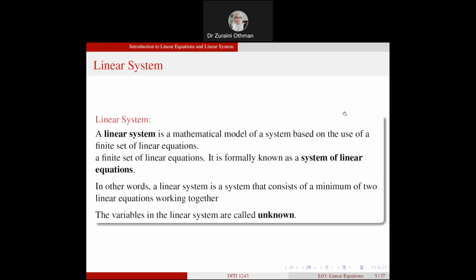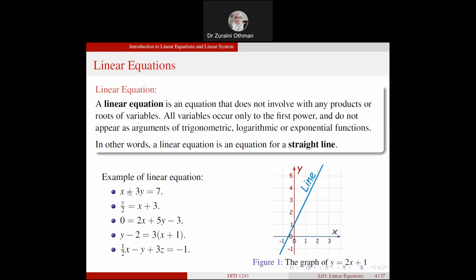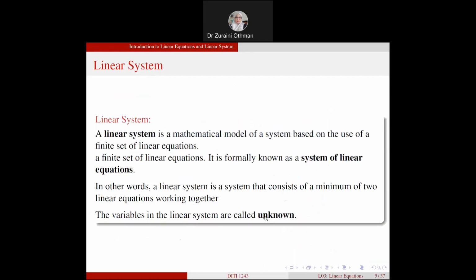In other words, a linear system is a system that consists of a minimum of 2 equations working together. If we call it a linear system, it has at least 2 linear equations. The variables in the linear system are called unknowns, like x, y, or x, y and z here. We don't know the exact value of them. We represent each as an alphabetical letter.